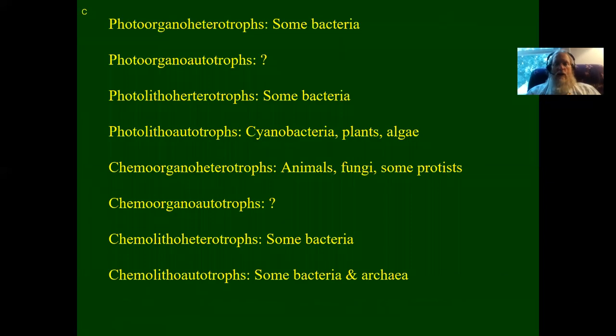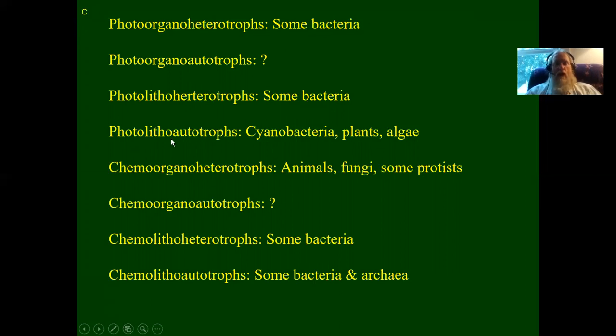Okay, so here are these metabolic classifications. When you throw them together, they use really long, hard to pronounce words. What organisms we know of might fall into these groups? So in the photoorganoheterotroph group, there are some bacteria that do that. It's not clear that there are any photoorganoautotrophs among terrestrial life. There are also some bacteria, however, that are classified as photolithoheterotrophs.